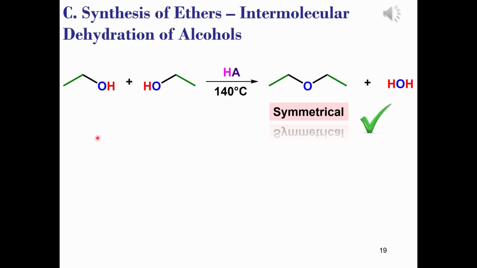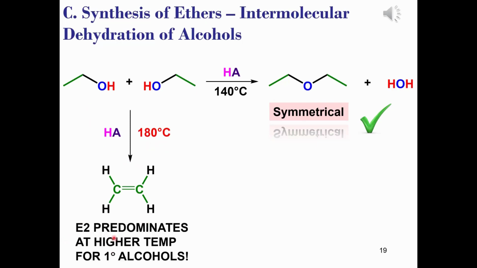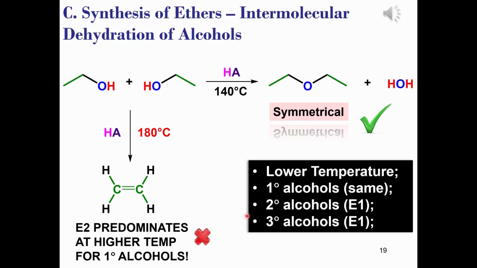Now, if a higher temperature is used, for example 180 degrees Celsius, this could cause unwanted elimination reactions to occur. So it is worth noting that the alcohol should be an unbranched primary alcohol. If the same reaction is attempted with a secondary or tertiary alcohol, the outcome is more likely to favour an E1 product. Also, if you try to do this with two different primary alcohols to achieve an unsymmetrical ether, this isn't going to work, and you'll just end up with a mixture of ether products, which we'll see later on.